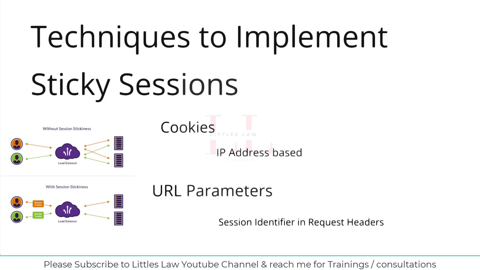And finally, the session identifier in the request header. Instead of using cookies or URL parameters, this method will send a special tag called a session identifier in the request headers. And the load balancer looks at this identifier to know which server should handle your requests. For example, this is similar to wearing a name tag at an event. The staff can quickly see who you are, and they'll guide you to the right place based on your name tag, whether you're a guest, a participant, or a judge. So this is how the session identifier in the request header works.